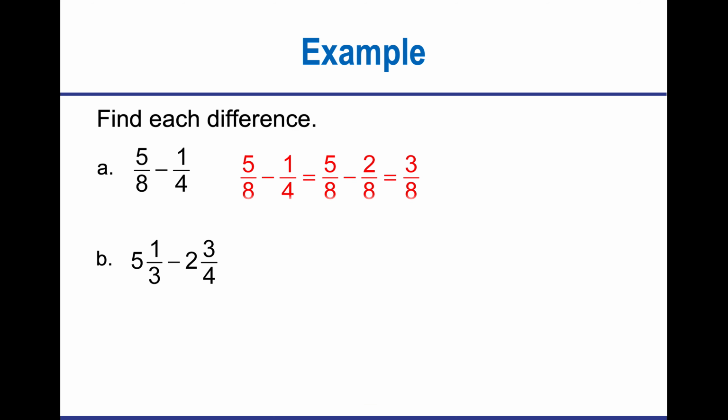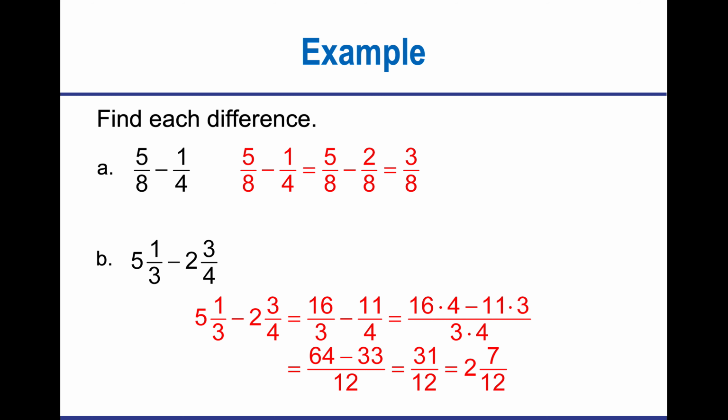Here are some examples. So in this first one, I'm looking at it from the traditional standpoint. Least common multiple is 8, get a common denominator, and I go from there. I could also do 5 times 4 minus 1 times 8 over 4 times 8.